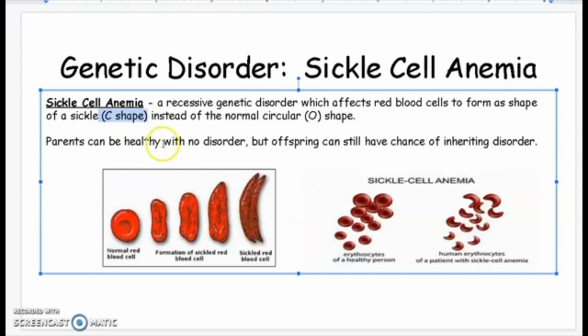Now, before we go further, I want to talk about this recessive genetic disorder. What does this mean? This means that parents can be perfectly healthy with no disorder, but the offspring can still have a chance of inheriting this disorder, because both parents can be holding on to one of the recessive alleles. So if they're both heterozygous carriers, they're perfectly fine, but they still run the chance of giving the offspring the mutated allele.